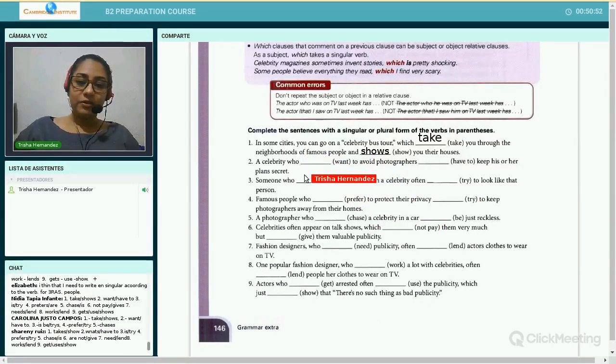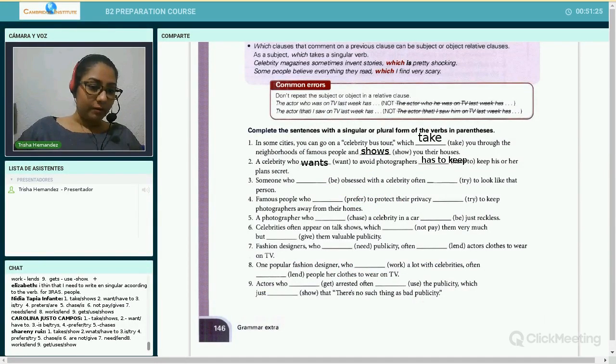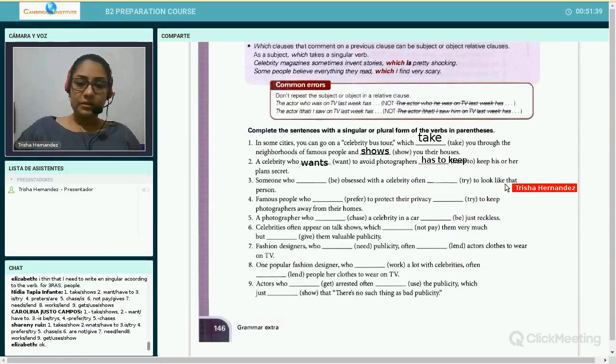In this case, it's like the first example. A celebrity who wants to avoid photographers, have to keep, or has to keep? Has to keep his or her plans secret. Someone, it's all of you, right? Let's see, Elizabeth. Elizabeth. Emilia. Well, Jose. He just got in. And Sharini. And you are complete. Okay, number one: has to keep his or her plans secret.